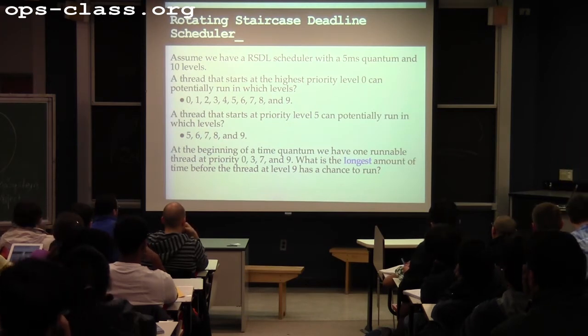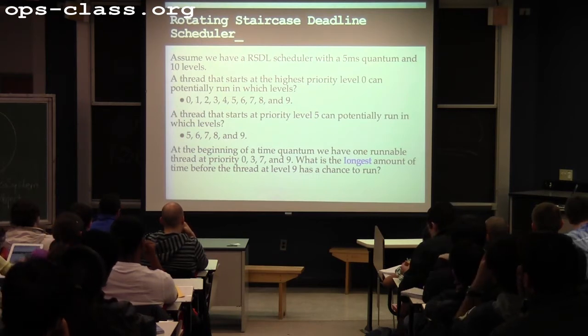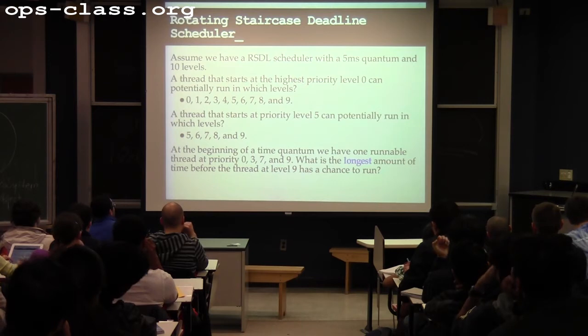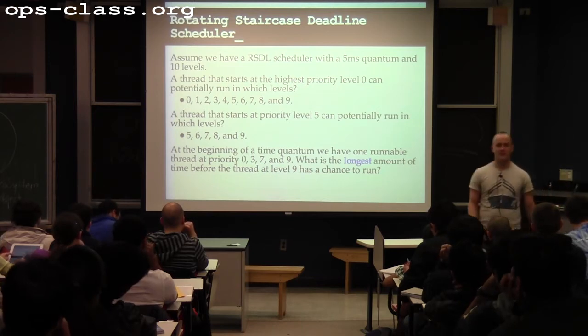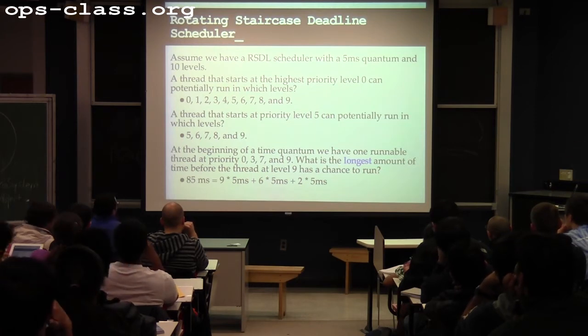So let's say at the beginning of time quantum, we have one runnable thread. I hope I can answer this question. We have one runnable thread at priority 0, 3, 7, and 9. What is the longest amount of time before the thread at level 9 has a chance to run? Actually, no one's going to be able to answer this question, but I'll show you. It's calculable. That's the point, right?